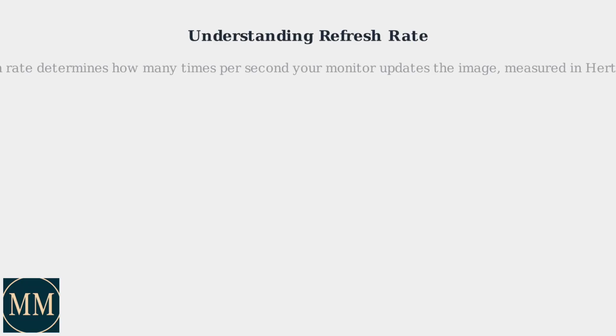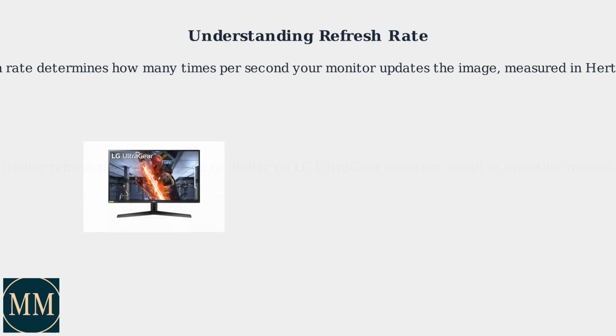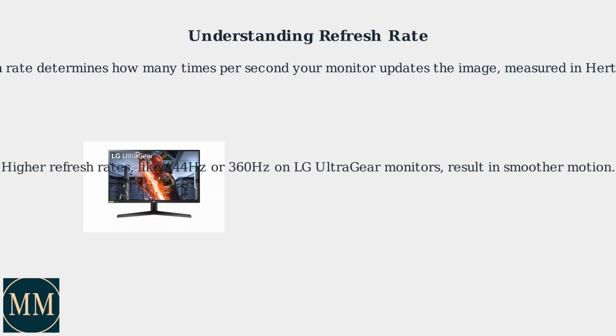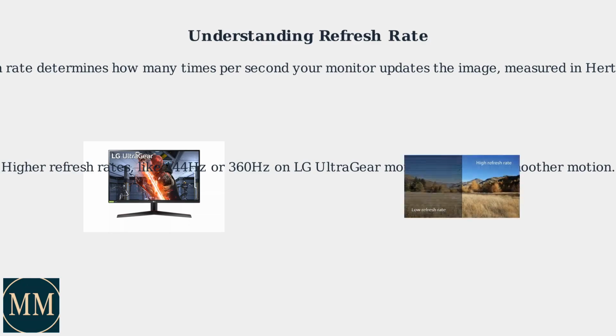Refresh rate determines how many times per second your monitor updates the image, measured in hertz. Higher refresh rates, such as 144 hertz or 360 hertz, found on LG UltraGear monitors, create smoother motion by reducing blur and lag.